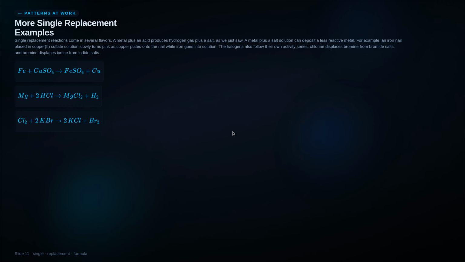Whether the reaction occurs depends on relative reactivity. Use the activity series to check that A is more reactive than B before predicting a successful replacement. Always balance the equation after writing it, making sure the same number of atoms of each element appears on both sides.